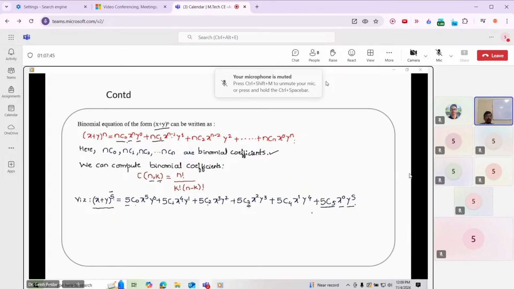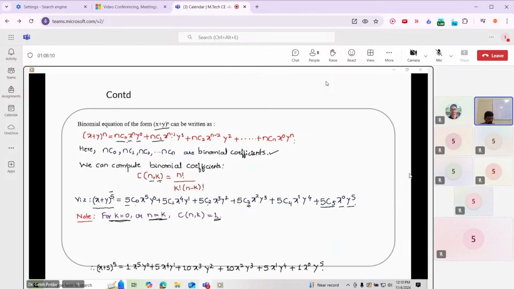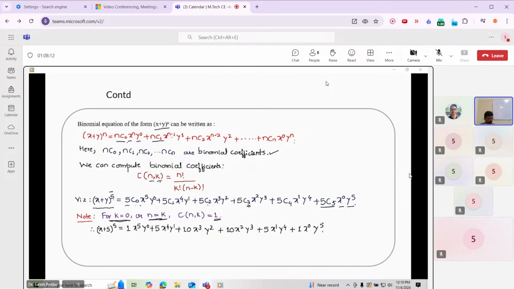Now for the values of k equal to 0 or when n is equal to k, C(n, k) will become 1. This is one note we should remember: for k equal to 0 you are not picking anything, and when k equals n you are picking everything. Therefore C(n, k) will be only 1. With this, we can substitute and find out from this equation.